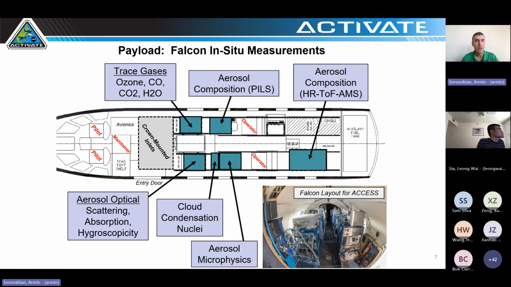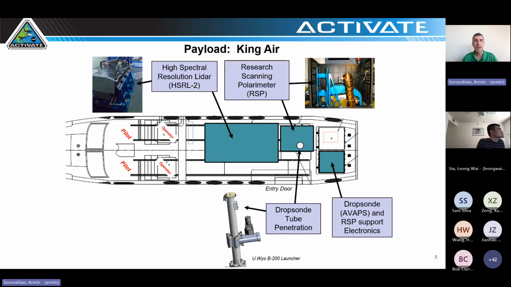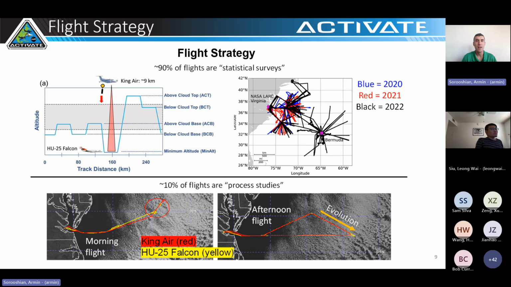Inside of the Falcon, instruments to look at trace gases and various aerosol micro-optical chemical properties. With the King Air, we had the HSRL2 LiDAR, a research scanning polarimeter, and the dropsonde tube launcher. So the idea is that these two aircraft would fly in spatial coordination for every flight, such that we're getting all the data we'd ideally want in a column at once. And we were very successful in trying to keep these two aircraft coordinated most of the flights.